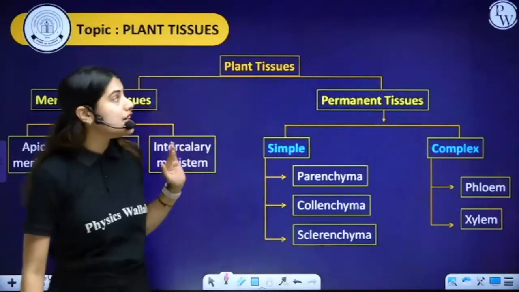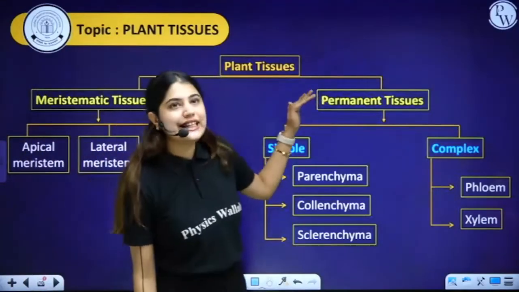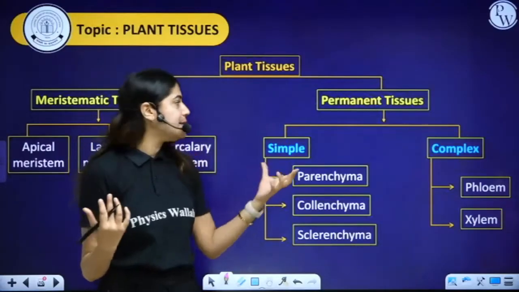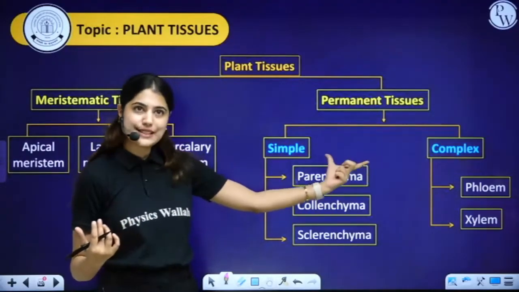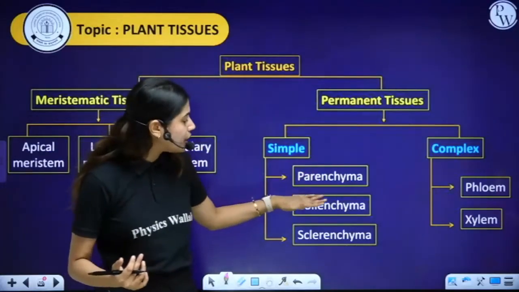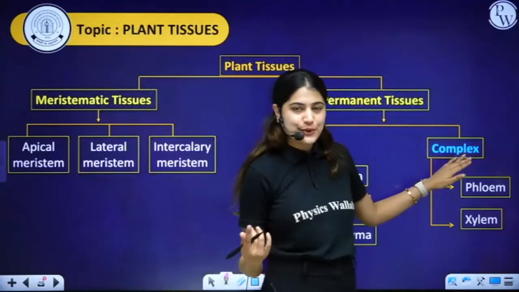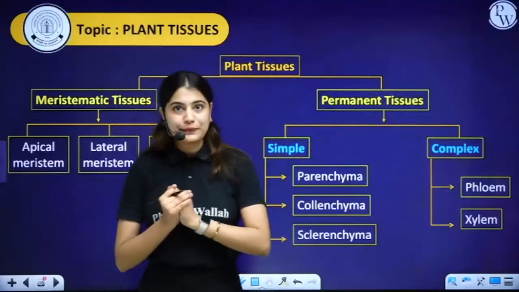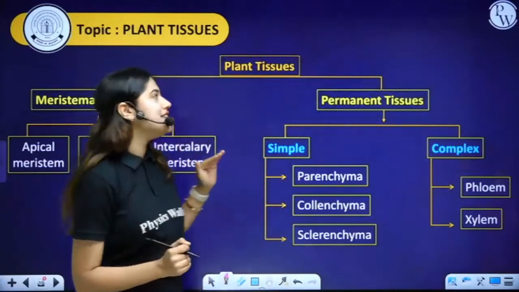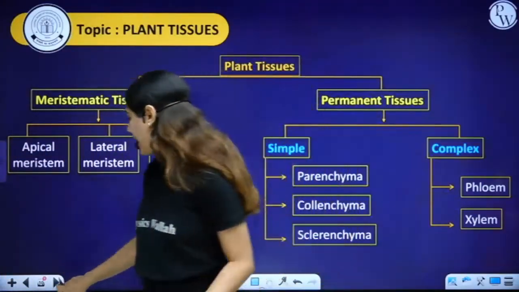But if the cells of the plant tissue do not have the ability to divide, they are called the permanent tissue, and permanent tissue are of two types, that is the simple and the complex permanent tissue. Simple is further of three types, parenchyma, collenchyma, sclerenchyma, and complex is further of two types only, that is xylem and phloem. Yes, we're going to see each and every tissue in detail. First, we will start from the meristematic tissues, that is the cells who have the capacity to divide.